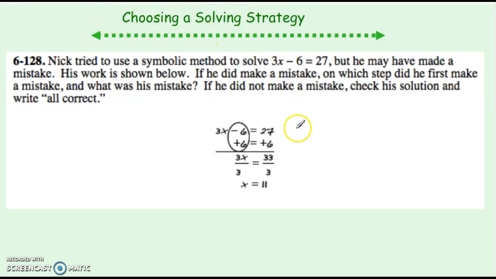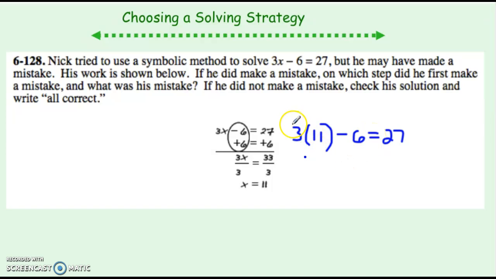So the way we check a solution is we are going to replace x with the value we found for x, which is 11. So on your paper, if you haven't done this already, you should have replaced x with 11, and we're going to solve the equation. If you haven't done this, make sure you're writing this in your notebook with me. Otherwise, you're just checking your answer. So I replaced x with 11. So I have 3 times 11 minus 6 equals 27.